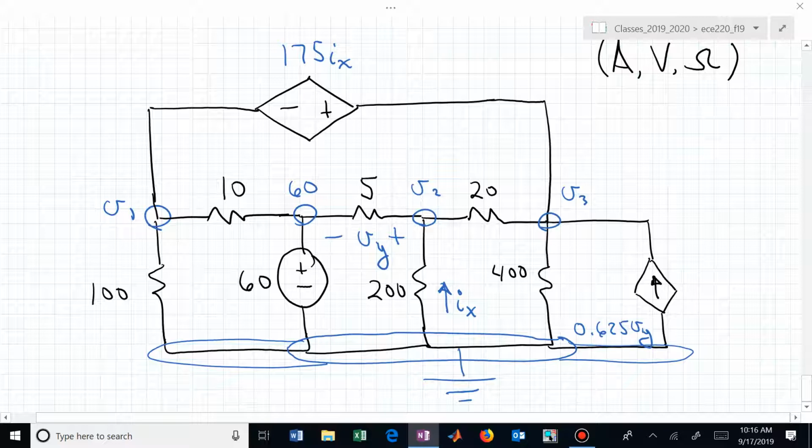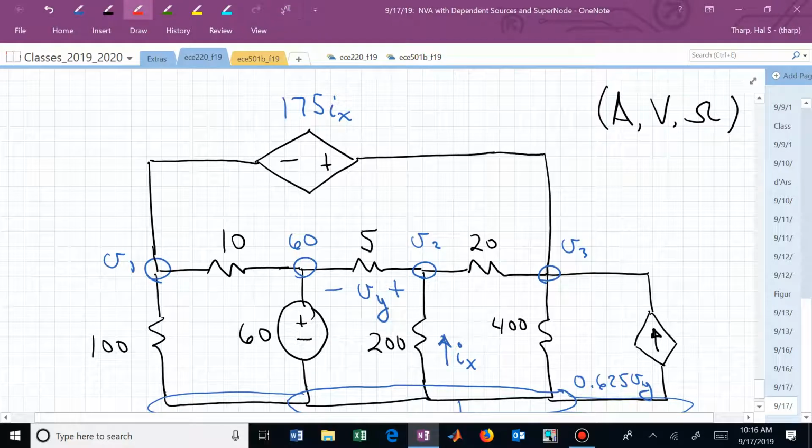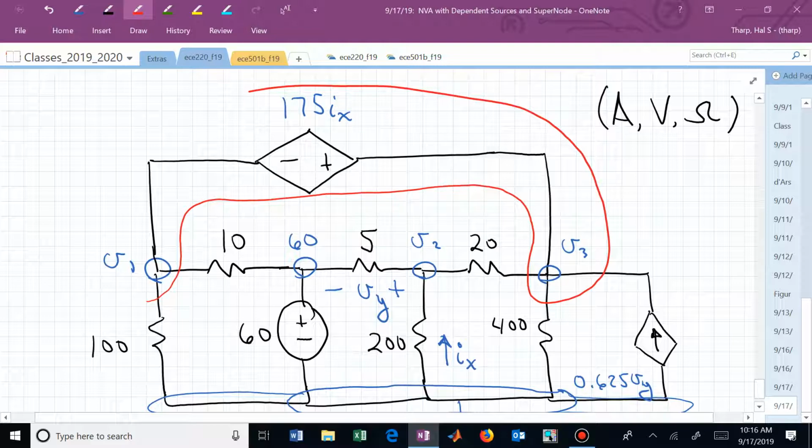Is its other side directly connected to the reference node? No. So what can we do, though, with that 175 I sub x? It's now a voltage source, and it's connecting two nodes. Let's put it inside a supernode. Meaning the supernode now gets to be even more interesting. We can call this our supernode.